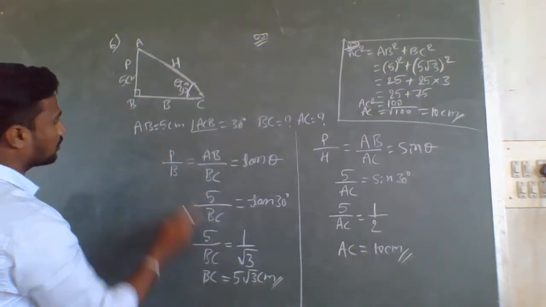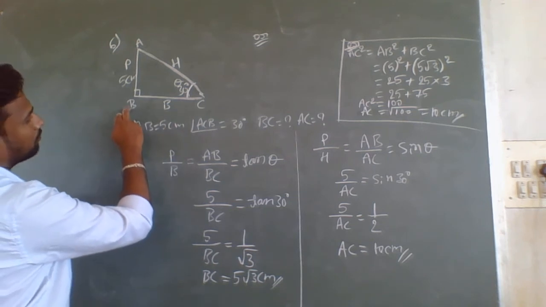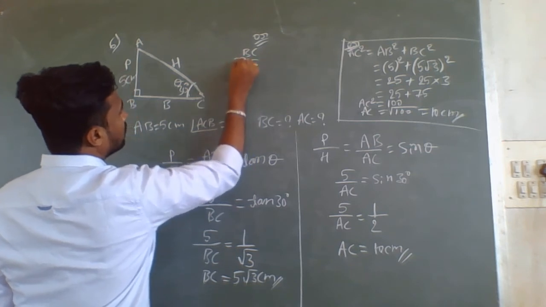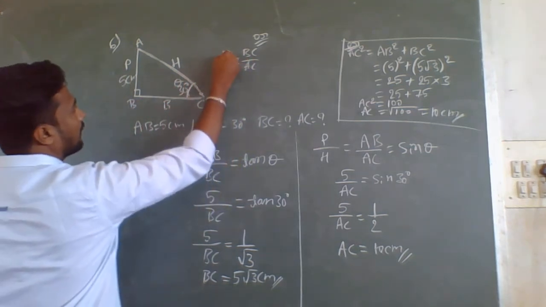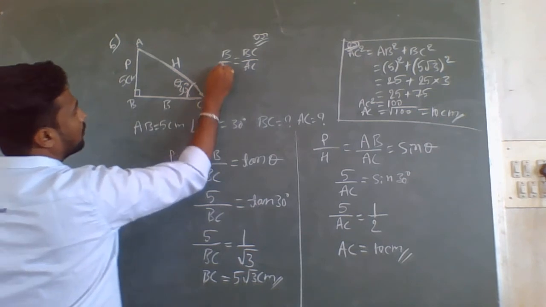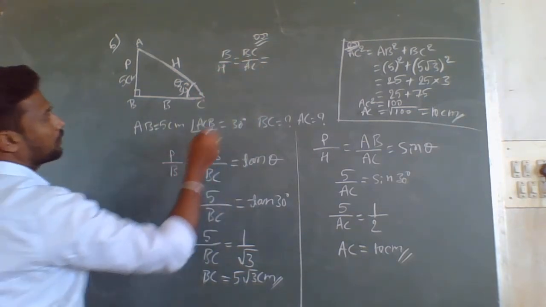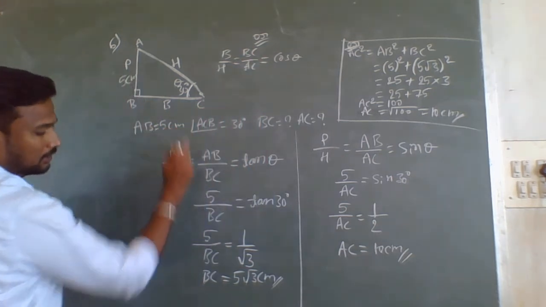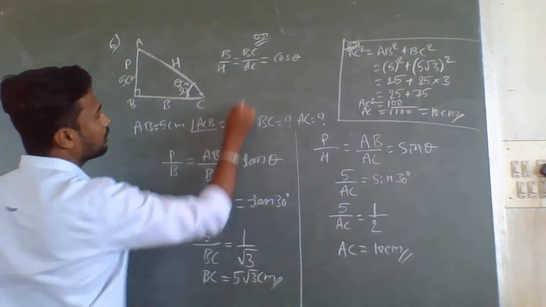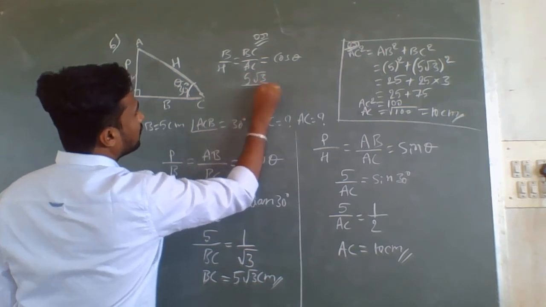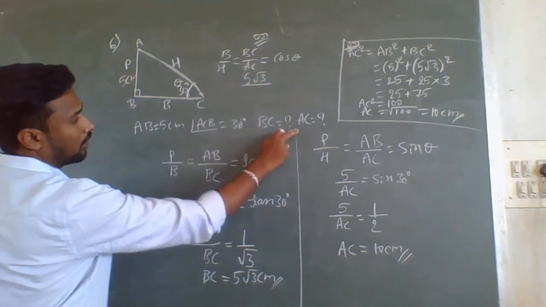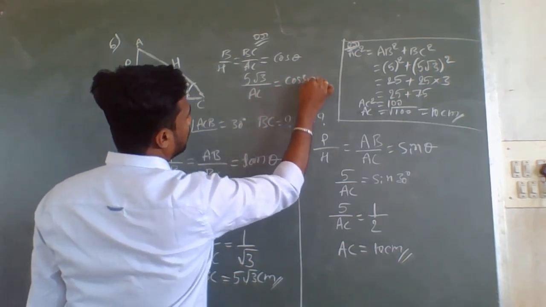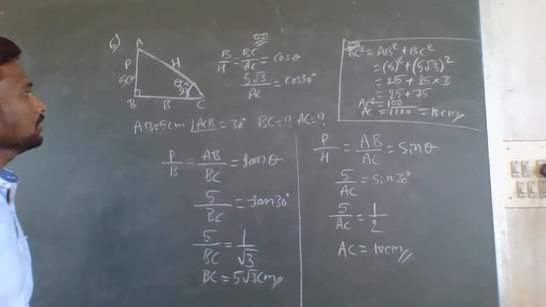Here we calculated the length of BC, so you can write BC by AC also. So this BC means base and AC means hypotenuse. So always base by hypotenuse equals cos theta. So here the length of BC we calculated. What is that? 5 root 3 by AC, we have to calculate the length of AC, and the theta value is 30. So cos 30.